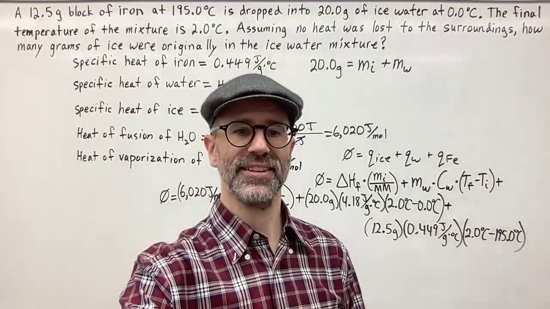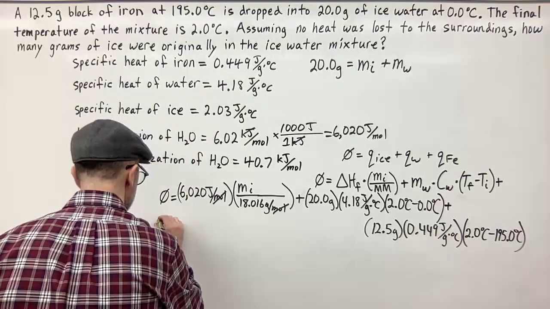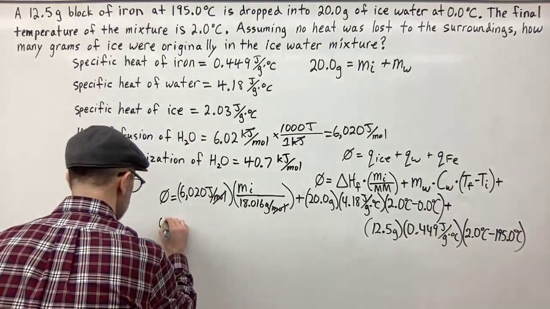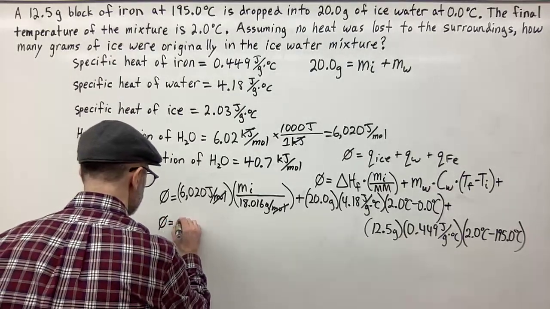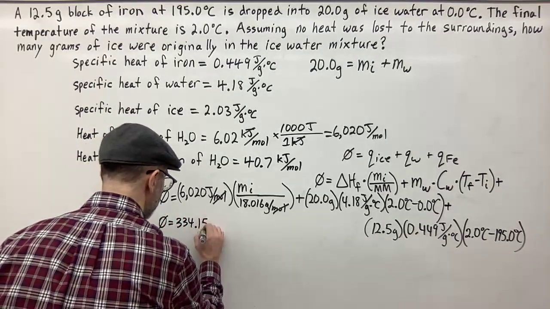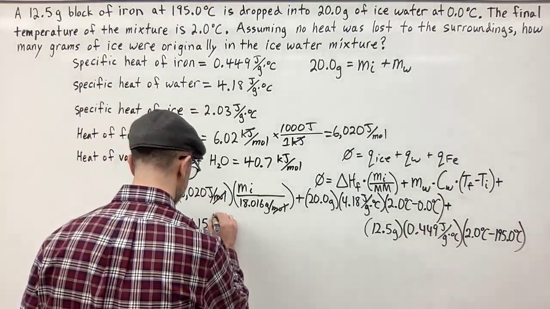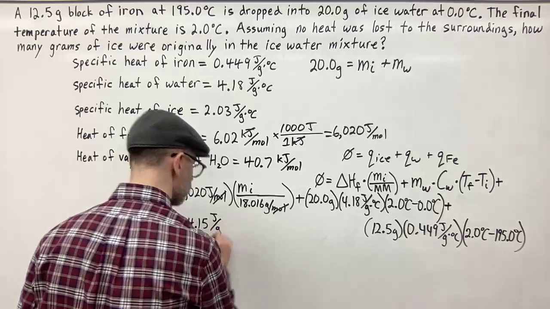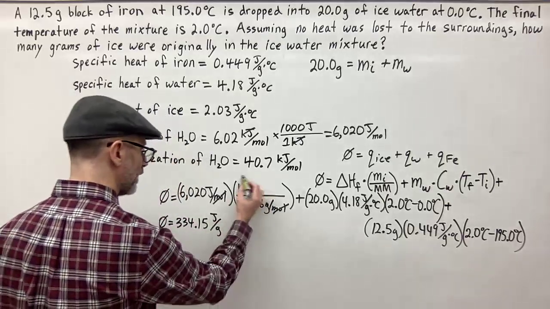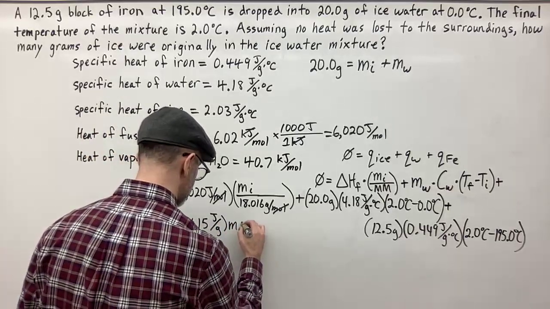Sorry about that. I get 334.15, so this is going to be 0 is equal to 334.15, and it's going to end up being joules over gram multiplied by the mass of the ice.